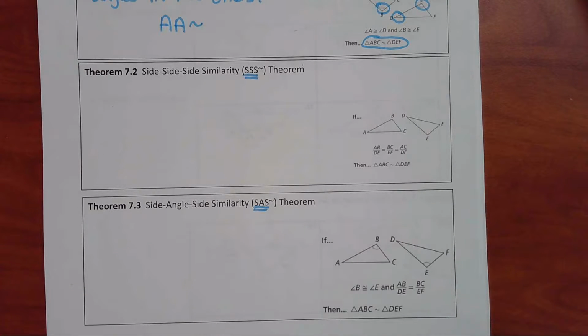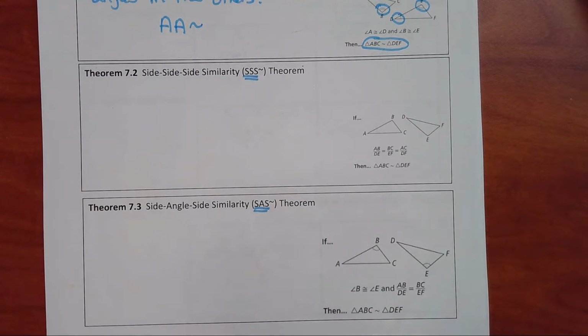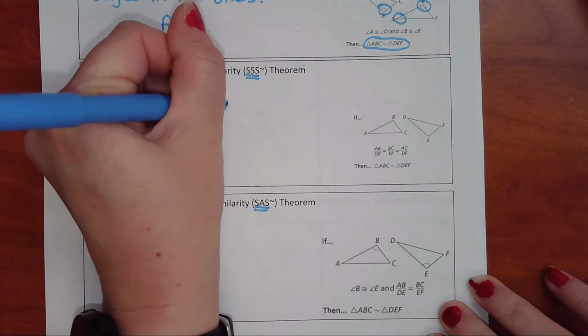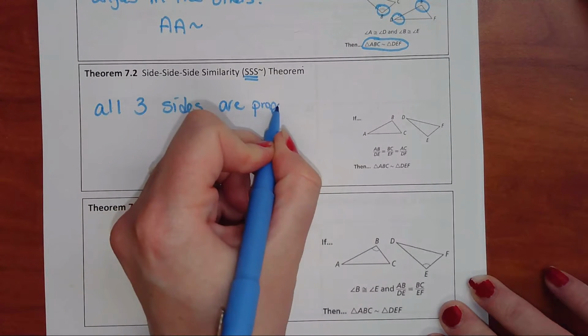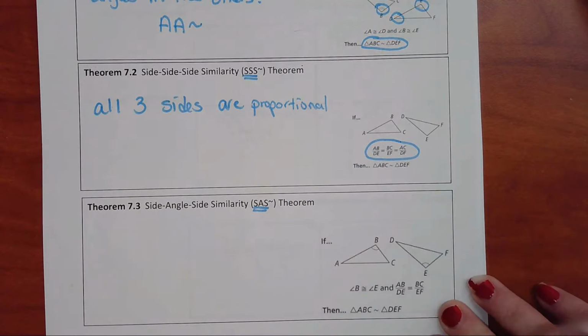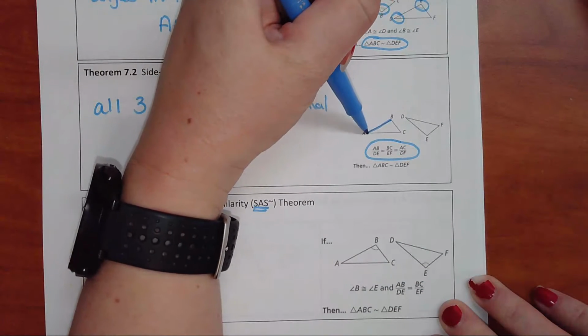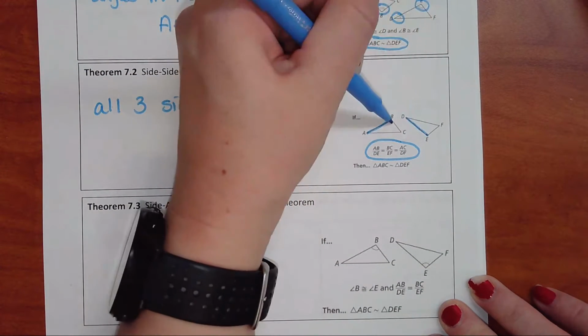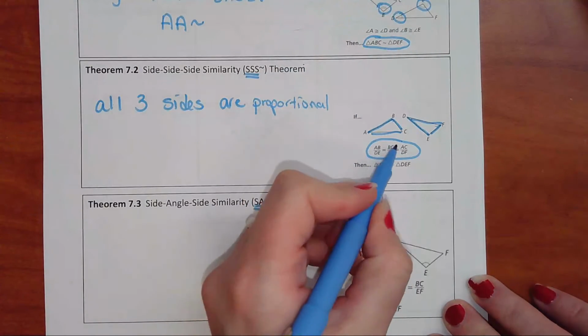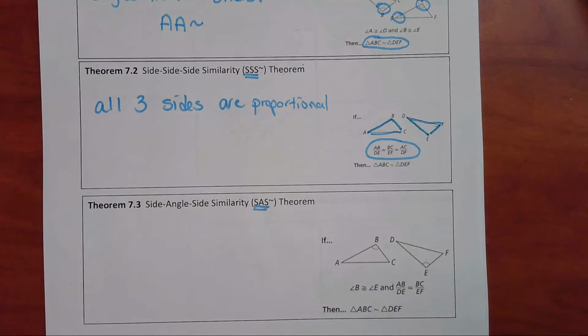So side, side, side before, you had the dashes on the sides. Well, that doesn't work for similarity. So when you have similarity and you're looking at side, side, side, that means that all three sides are proportional. So what you're going to have to do is set up the fractions of the sides so that they correspond with each other, like AB over DE, BC over EF, and AC over DF. And then once you have those fractions, you're going to have to reduce your fractions.